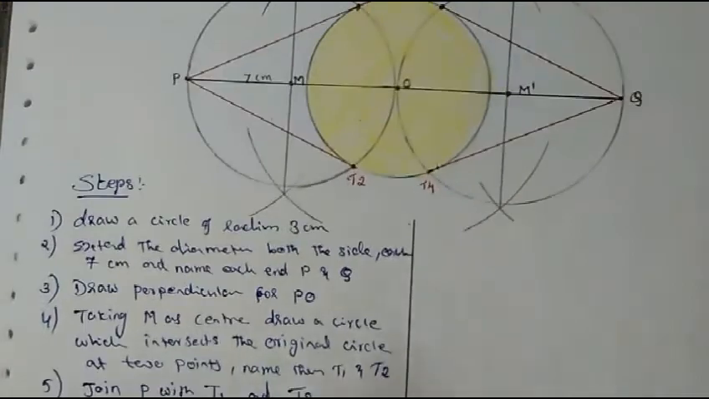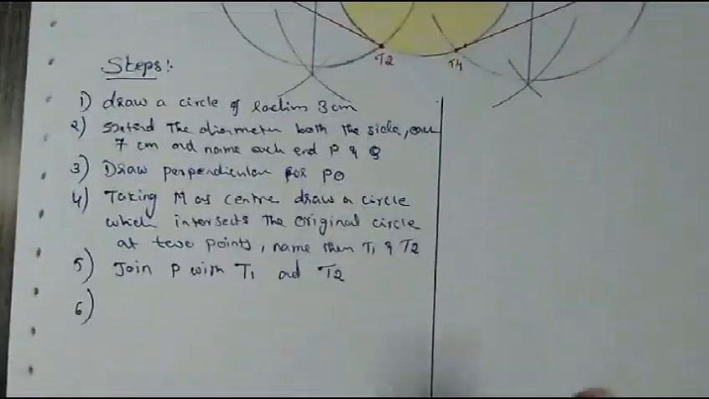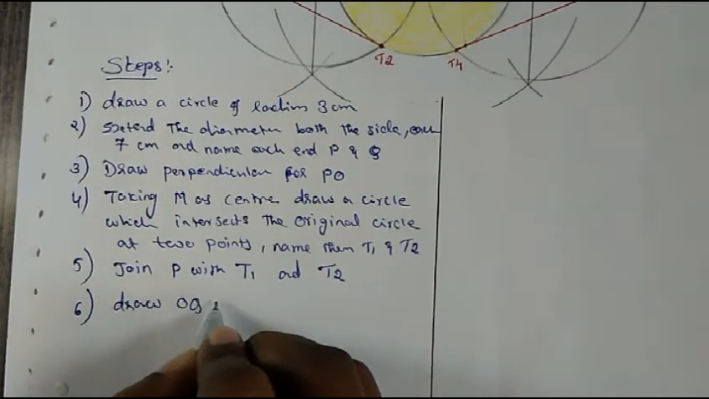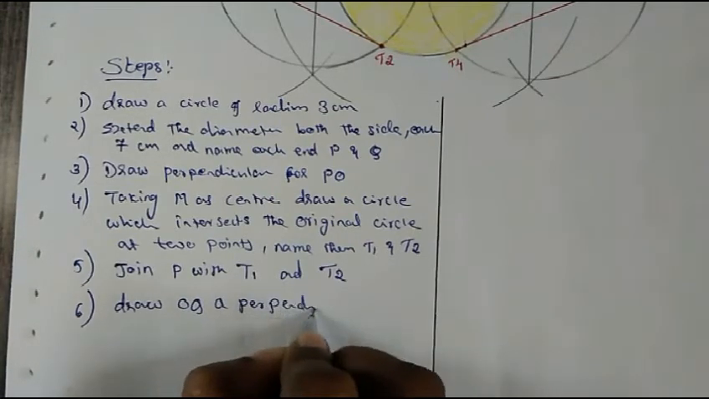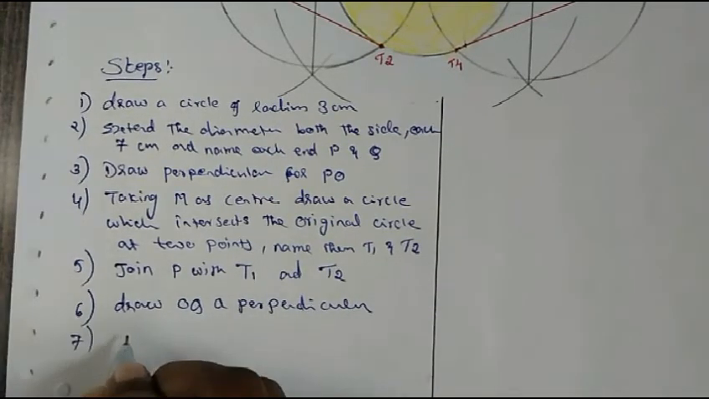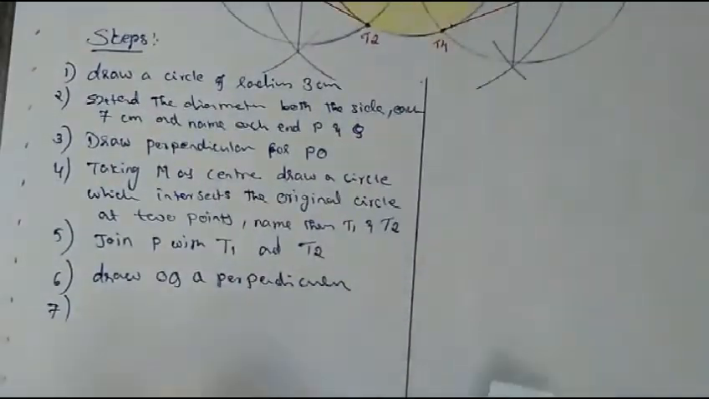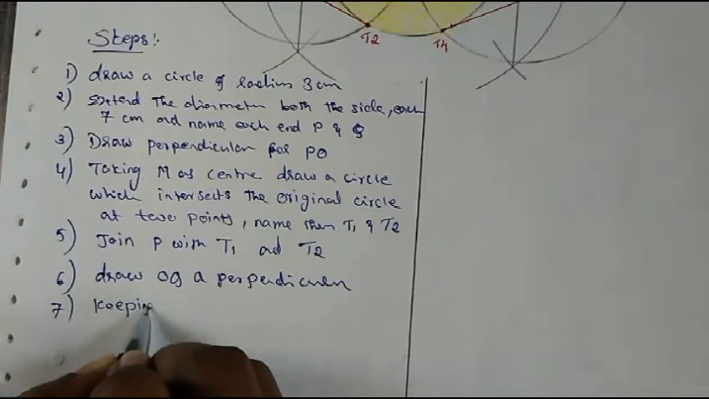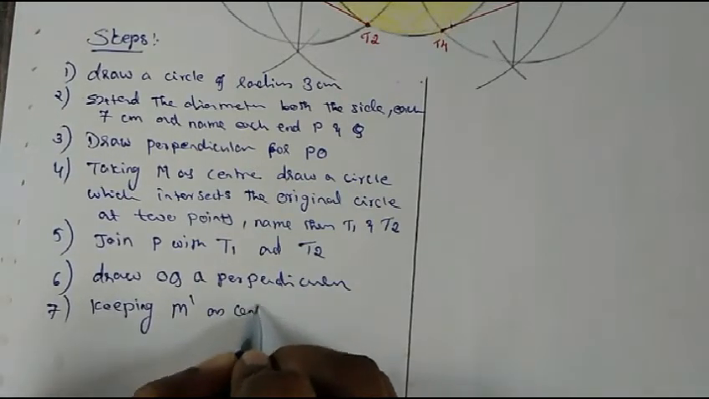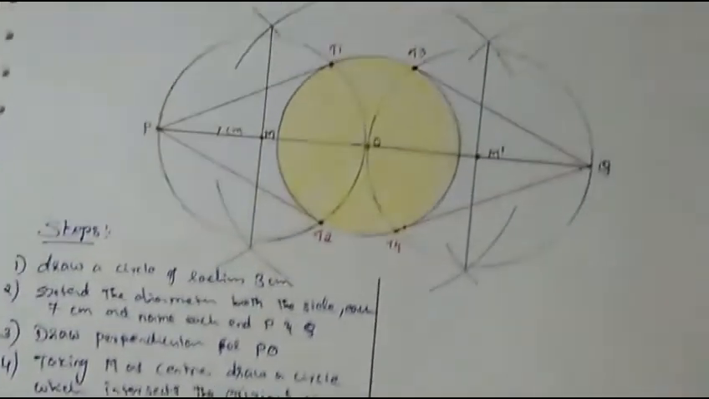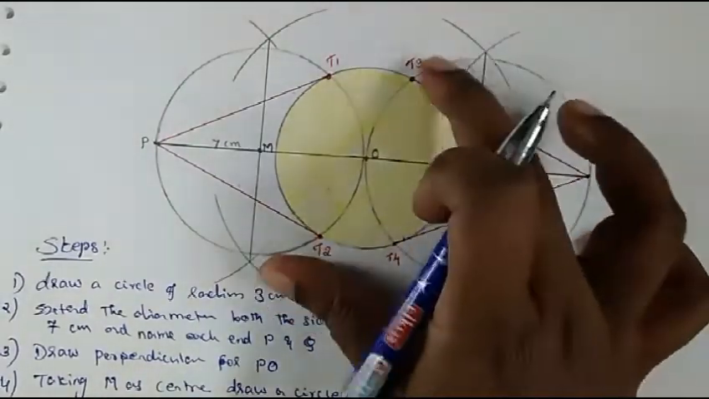For OQ, we drew the perpendicular. Draw for OQ a perpendicular. Then, keeping M dash as center, we drew the circle. After drawing that circle, it intersects the original circle at points T3 and T4.